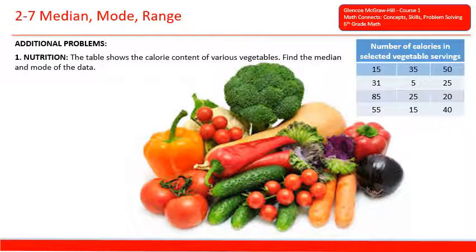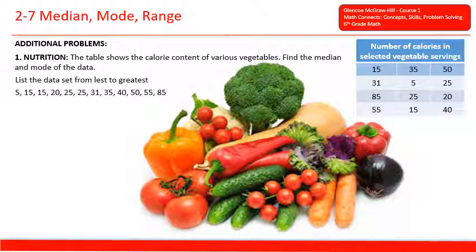Additional problems. The table shows the calorie content of various vegetables. Find the median and mode of the data. So, list the data set from least to greatest. There it is. It's order of magnitude, so least to greatest. And the median: there's an even number of data, so we have to take the two middle numbers and get the mean, which is 28. So our median is 28.